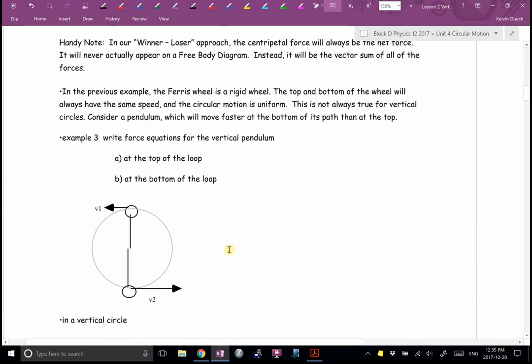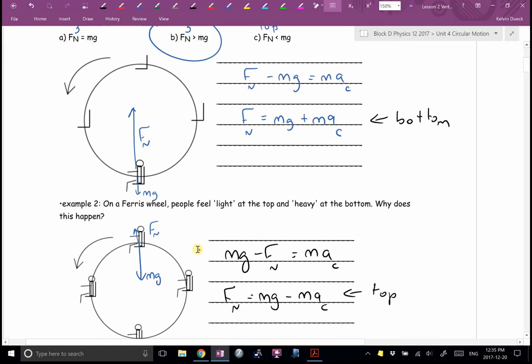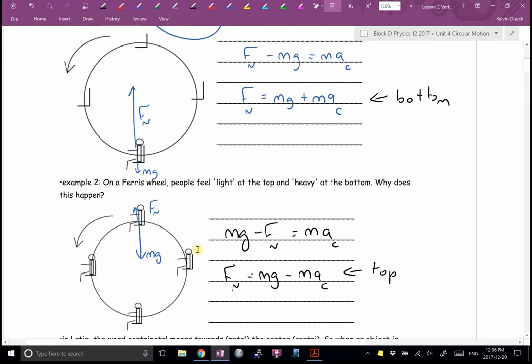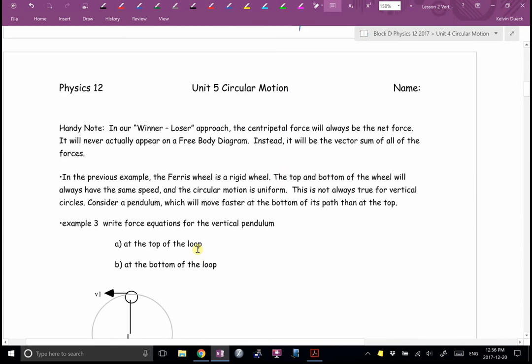So, in our winner minus loser approach, the centripetal force will always be the net force, which means FC will never show up on your free body diagram. Do you see an FC on any of our diagrams here? No. It shows up in the winner minus loser equals portion. And it will be the vector sum. It will always be pointing towards the center. Winner will always be pointing towards the center.